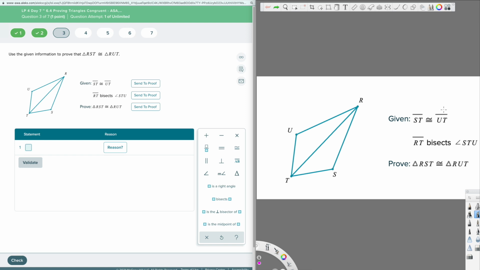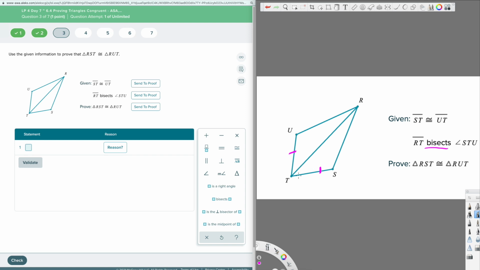So let's go ahead and look at the given information. I'm given that ST is congruent to UT. So we have the two bottom here. And then RT bisects angle STU. I'm given this word, and I'm going to have to define that word. As soon as I'm given a word, I have to define it.